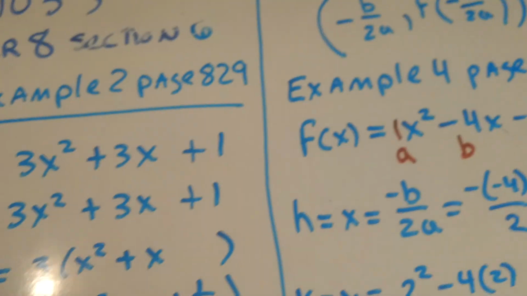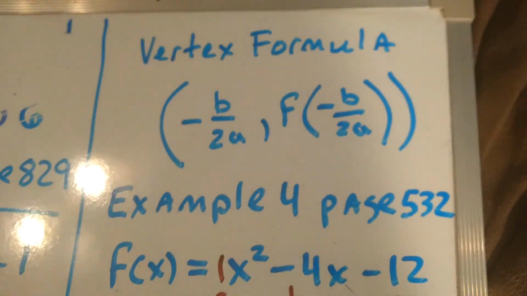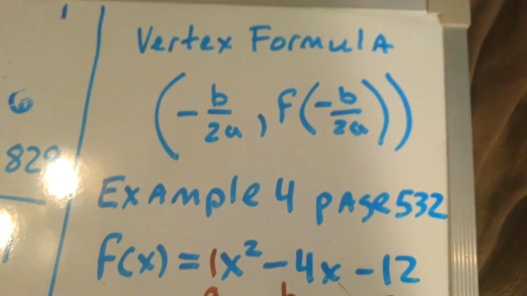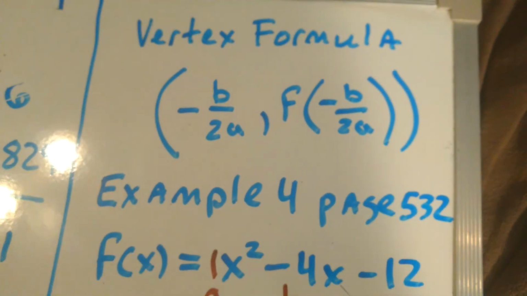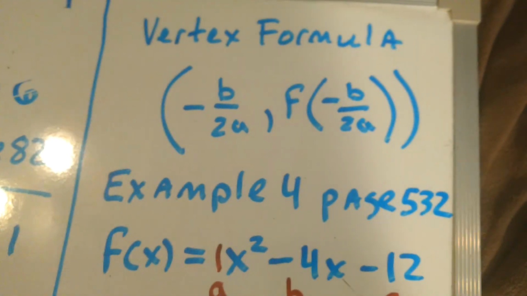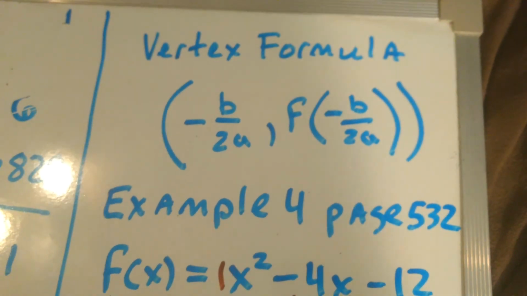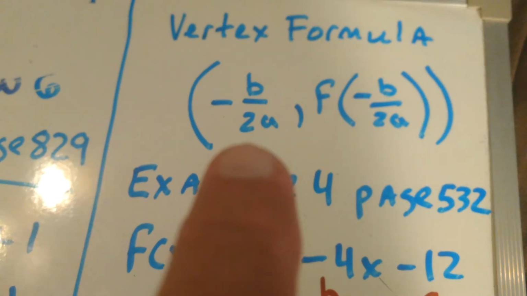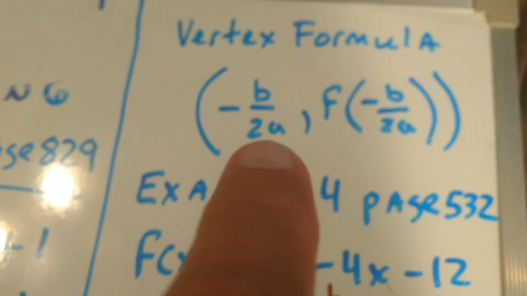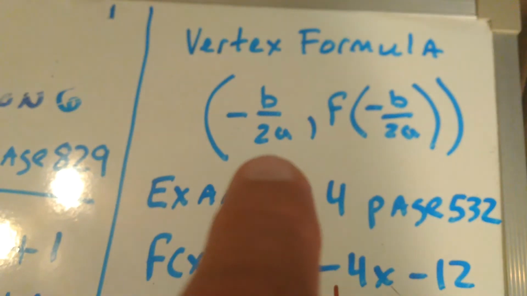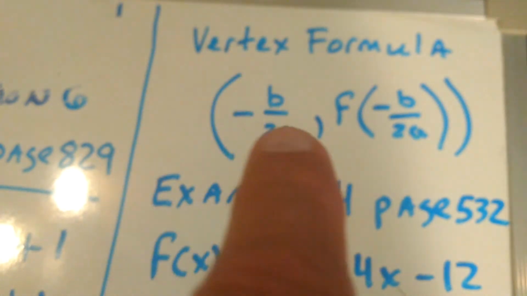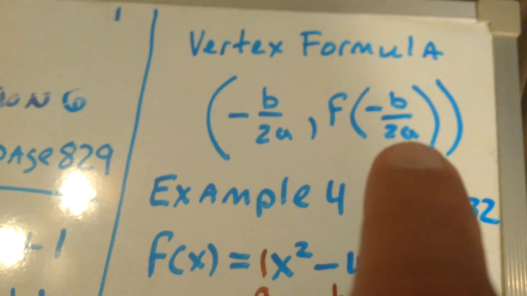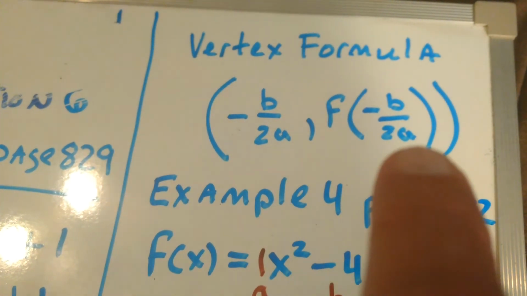Second part to this is the vertex formula, where we can actually get the vertex of an equation, and this helps in terms of physics and chemistry, biology, things like this. See, the h for our vertex formula is negative b over 2a. If we take that number and put it into the equation we're looking at and solve, we get k.